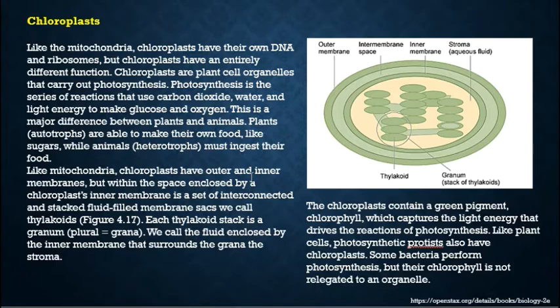Like mitochondria, chloroplasts also have outer and inner membranes, but within the space enclosed is a set of interconnected and stacked fluid-like membrane sacs called thylakoids. Each thylakoid stack is a granum. The chloroplasts contain a green pigment, chlorophyll, whose main function is to capture the light energy which then drives the photosynthesis reaction. Some protists also have chloroplast. Some bacteria also perform photosynthesis, but their chlorophyll is not relegated to an organelle.